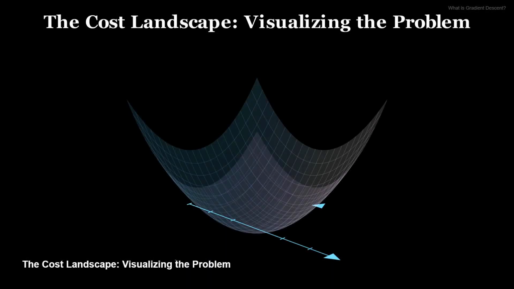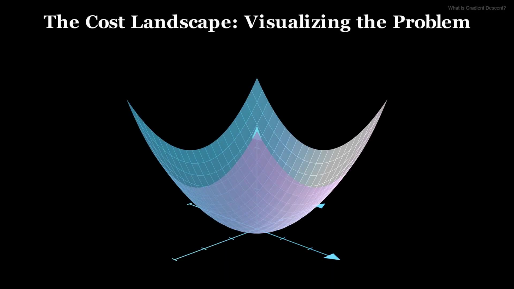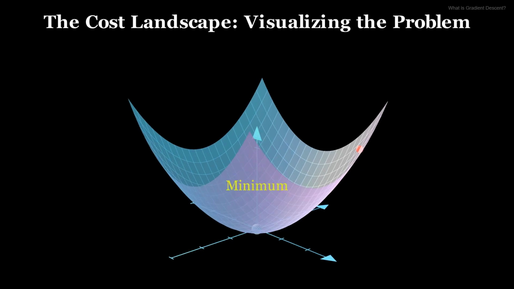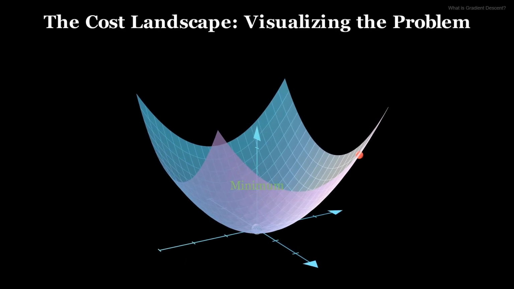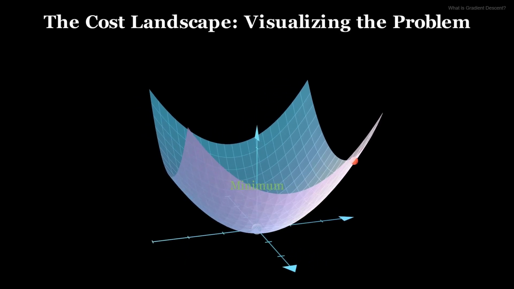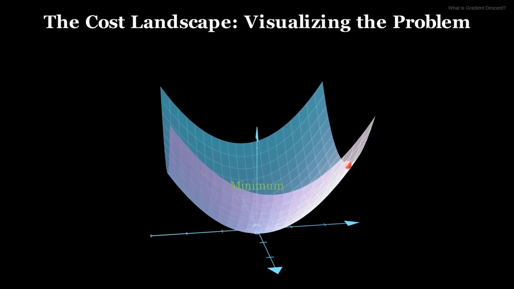In machine learning, this valley often represents a cost function or loss function. This function measures how bad our model's current predictions are. Our goal is to find the model parameters that result in the absolute lowest cost, meaning our model is performing optimally. This landscape can be complex, with many dimensions, but the principle remains the same: find the bottom.